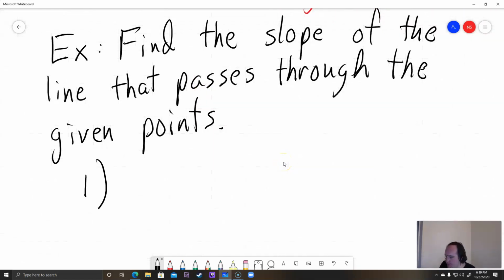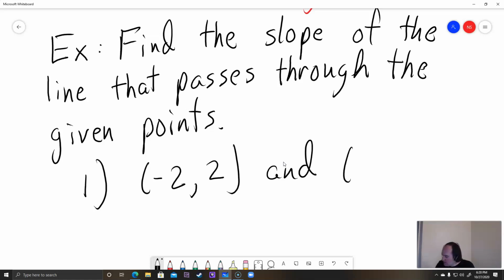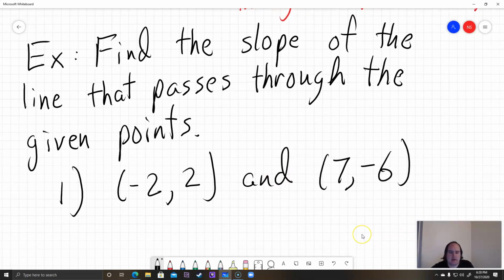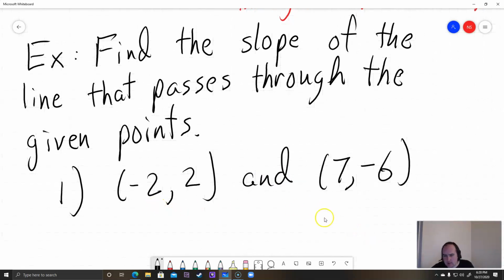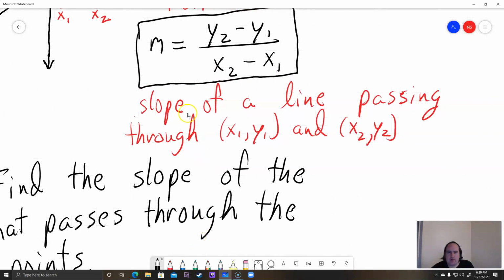For number one, we're going to find the slope of the line that passes through the points negative 2, 2, and 7, negative 6. So what we need to do here is label these points. Remember that the formula is in the form x1, y1, and x2, y2 for our 2 points.